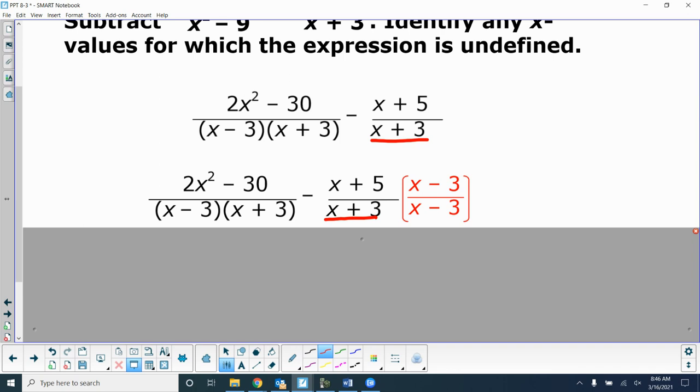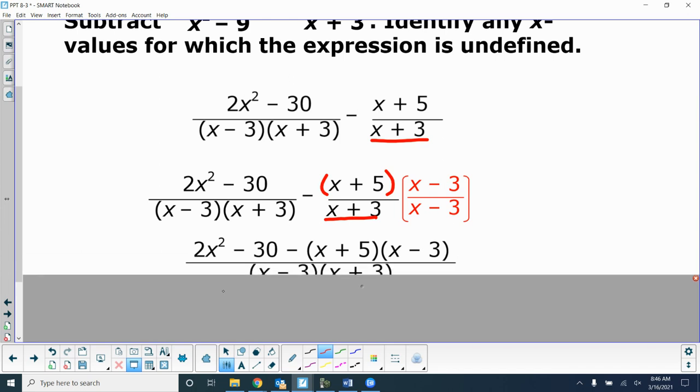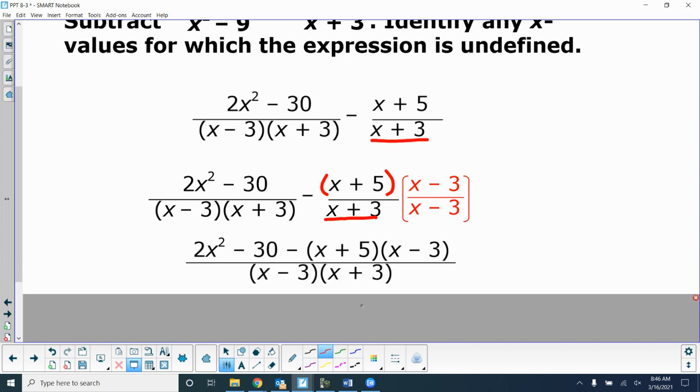What did I do to it? I multiplied by x minus 3, so I have to multiply the top by x minus 3. Whatever you do to the bottom, you got to do the top, right? That's why those x minus 3s are there. Now, how do I multiply x plus 5 and x minus 3? You got to FOIL it, right? But this becomes x squared minus 3x plus 5x minus 15.